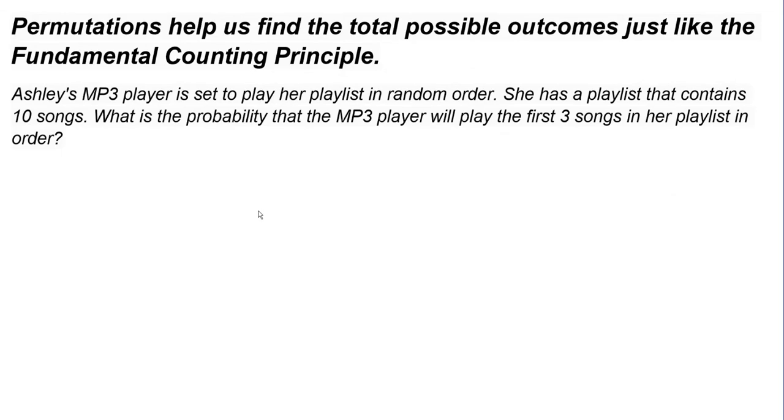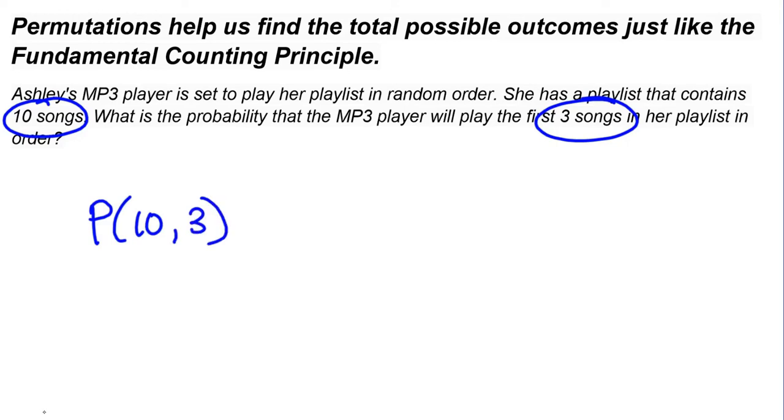So let's see now how this applies to probability. Permutations help us find the total possible outcomes, just like the fundamental counting principle, okay? So Ashley's MP3 player is set to play her playlist in random order. She has a playlist that contains 10 songs. What is the probability that the MP3 player will play the first 3 songs in her playlist in order? So we've got 10 things to choose from, and we're going to arrange them 3 at a time because we want the first 3 songs.